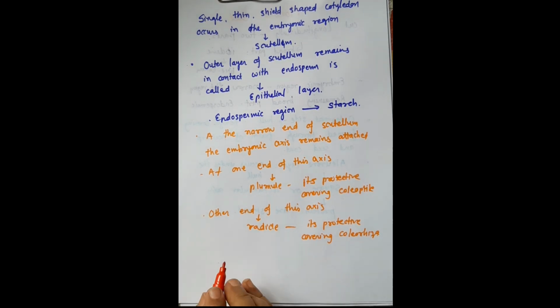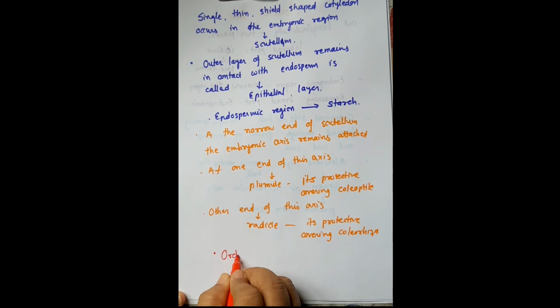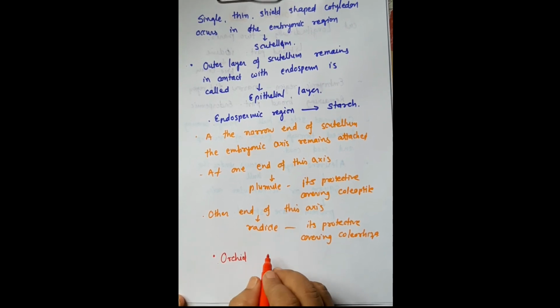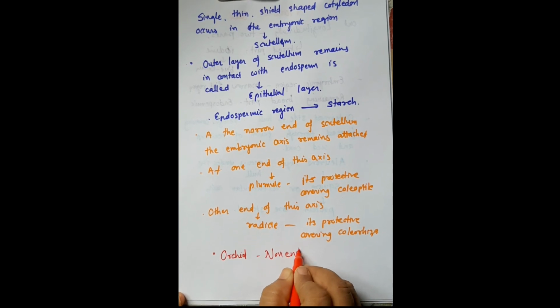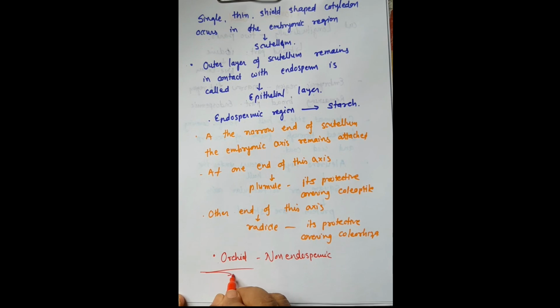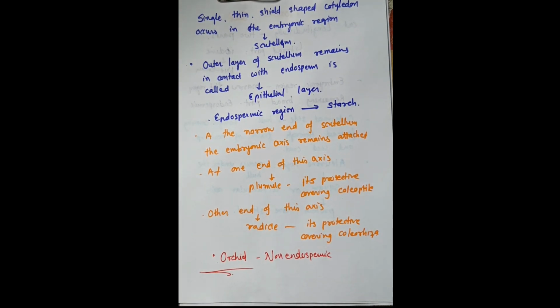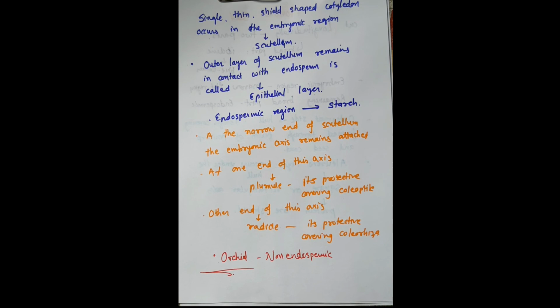As we know, monocot seeds are mostly endospermic, but orchid, even though it is a monocot, is non-endospermic. This is most important. Orchid is non-endospermic. So maize is monocotyledon and endospermic, while orchid is non-endospermic.